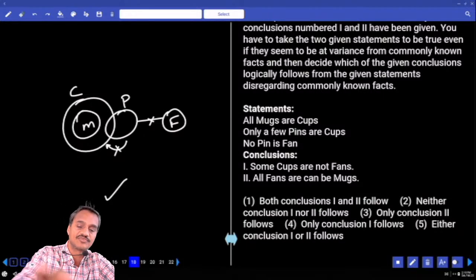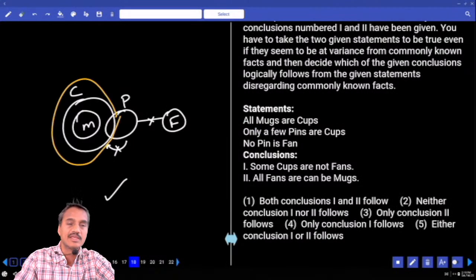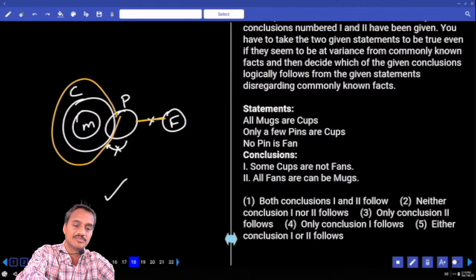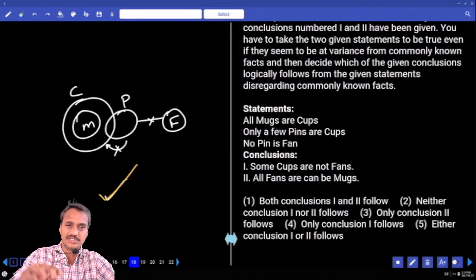Now to make this one false I need to draw all cups are fans. The entire cup must be part of this fan. If I write the fan like this, no pin is fan will become false. An alternate diagram cannot be drawn, and the first conclusion cannot be false even once, hence it will be definitely true.